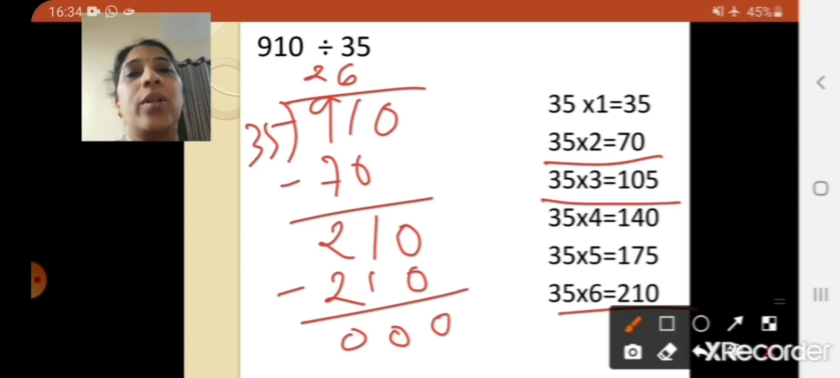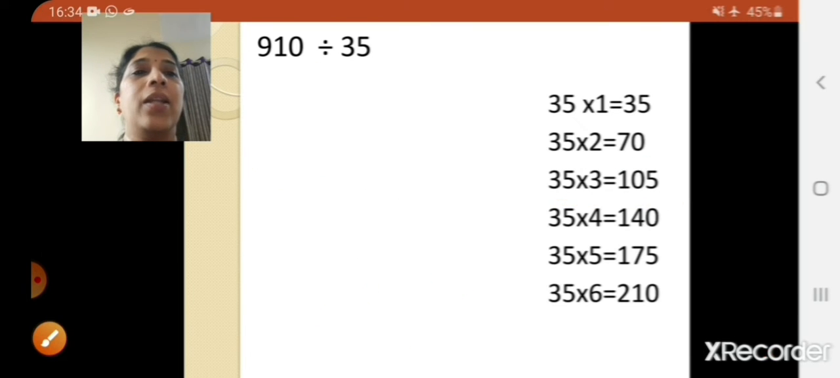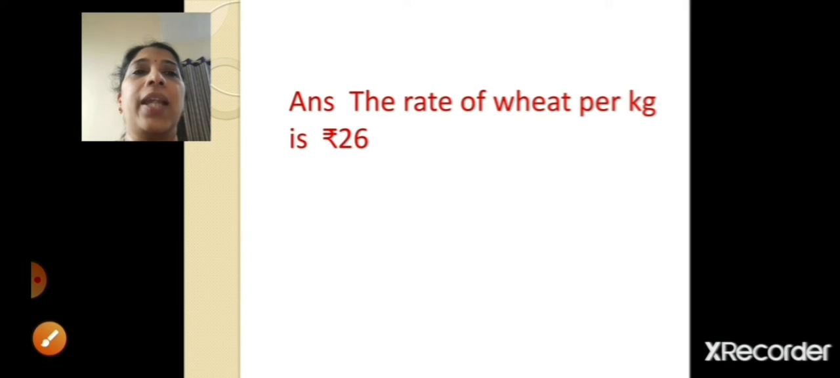So here you are not going to write quotient is equal to 26 and remainder is equal to 0, because this is a word problem. So here you will frame a statement, right? Your statement will be: the rate of wheat per kg is rupees 26. So this way you will frame a statement for the word problem. Only if it is a simple division, you are going to write the quotient and remainder. When it is a word problem, you will frame a final statement, right? So these were the examples.